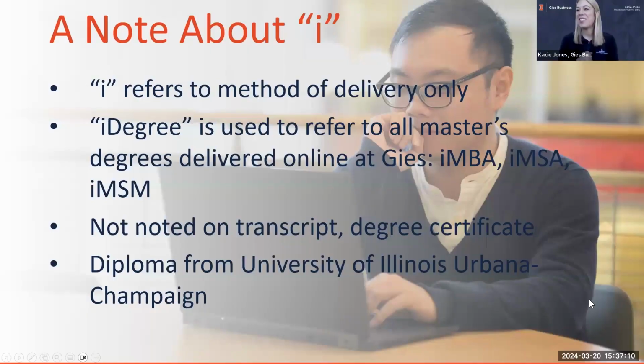Quick note, I usually mention this before, so I'm glad that there's a slide here. We refer to all of our degree programs as the I degrees. You'll hear us refer to them as IMBA, IMSM, IMSA. However, the I is just referring to the delivery method, which is online. There's nothing on your transcripts or diploma that would indicate that the program was done online. This is the same quality of program, rigor of academics that you would expect if you were to come do any residential program here on campus at the University of Illinois.